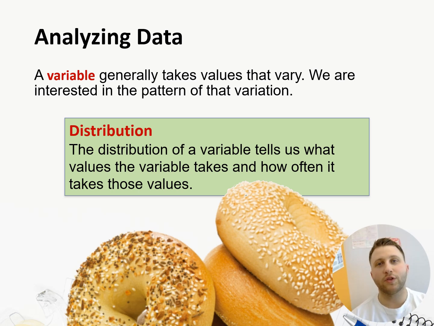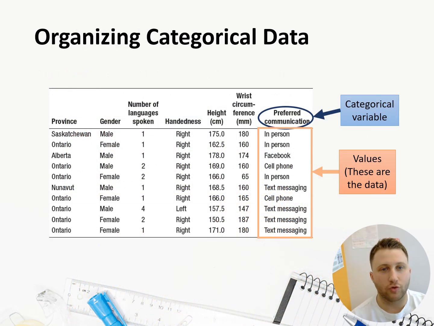Great. So then we talked about a distribution, and if you remember back from the first day of this class, we talked a lot about bagels. And we said the distribution of a variable tells us what values the variable takes on and how often it takes those values. And the way to see a distribution is from a table.